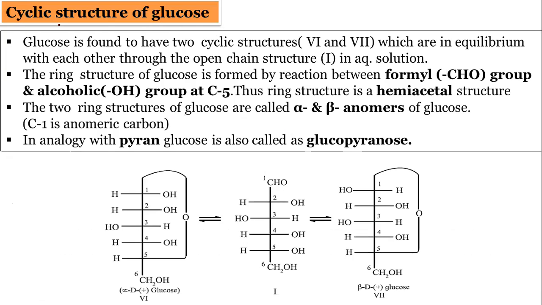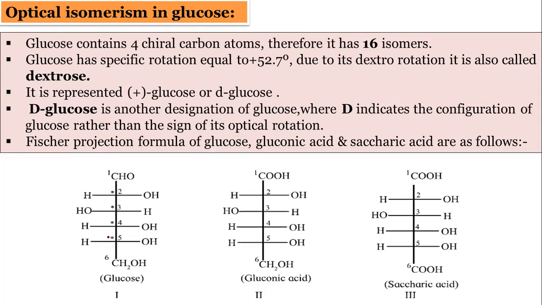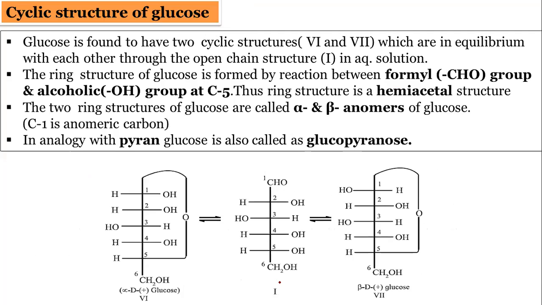Now I am coming to the cyclic structure of glucose. This is asked for one mark in the exam. Cyclic structure of glucose, how this cyclic structure is prepared. Before the cyclic structure, you must know this is the open structure of glucose. Once again, I will show here. See, this structure number 1 is the open structure of glucose. Glucose is found to have 2 cyclic structures.